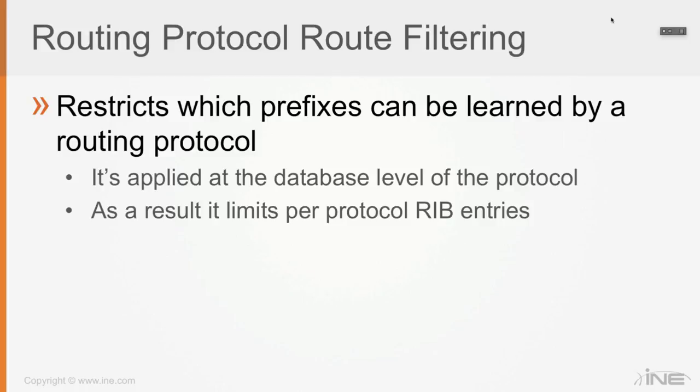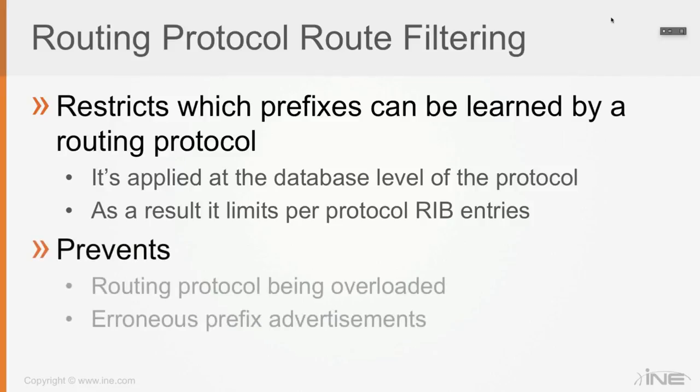Because RIP is going to filter that route out, it means it's also not going to go into the RIB, because it's filtered at the protocol level. The protocol cannot send that route to the RIB. So likewise, it prevents the routing protocol from being overloaded, and also it prevents erroneous prefix advertisements.